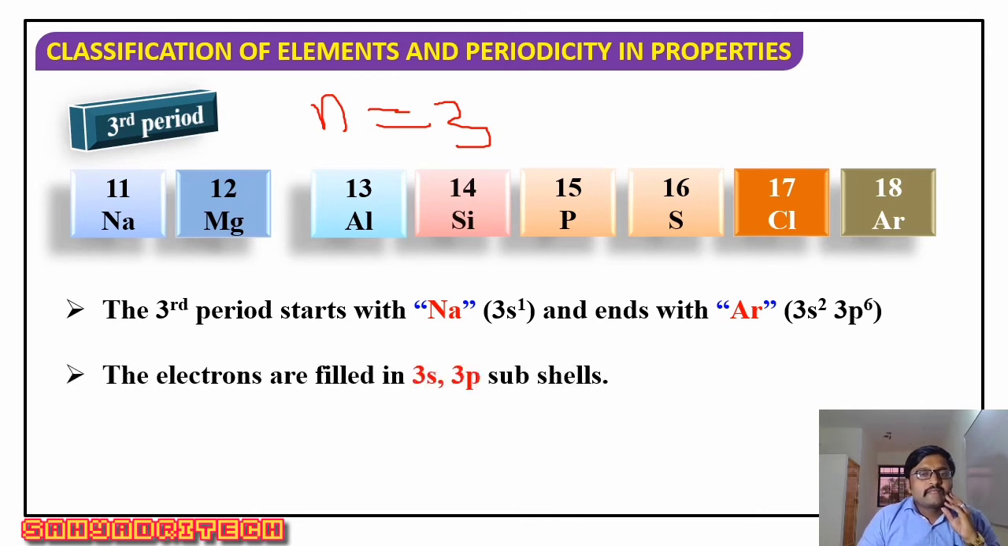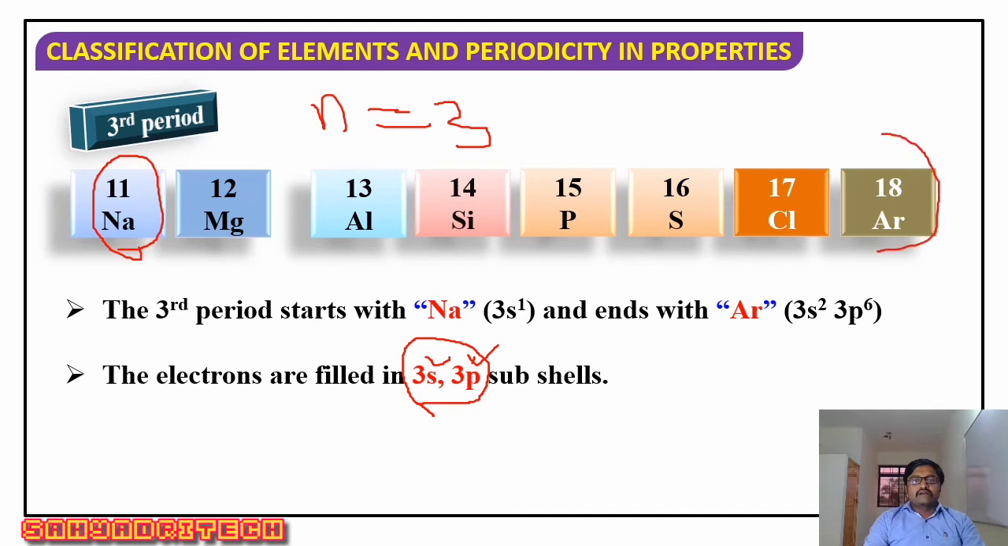Well, the electrons are filled where? They are filled in 3s and 3p subshells. When you look at the electronic configuration of all these elements, in all the cases electrons are filled in 3s and 3p subshells. Okay, that is about the third period. Third period means n is equal to 3. Here, the third period starts with sodium and ends with argon. Atomic number 11 to 18.